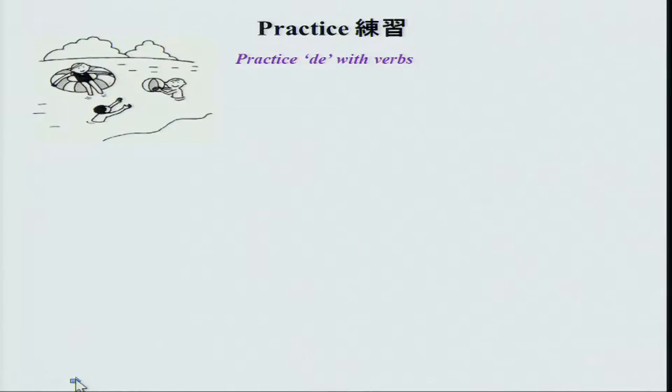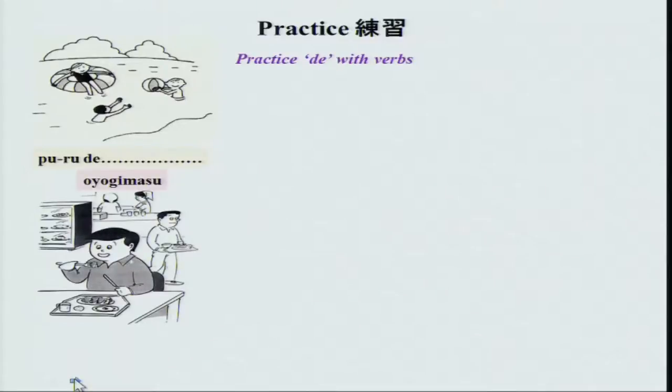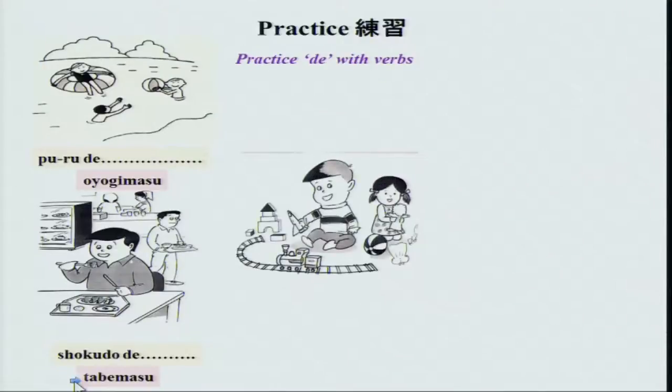You see some children playing in the pool. Pooru de dozo. What are we going to say? Well, pooru de oyogimasu. You swim in the pool. Then we have another picture where Tanaka-san is having food. Where is he having food? Shokudo de tabemasu. Then we have these children playing. What are they doing? Well, uchi de asobimasu.